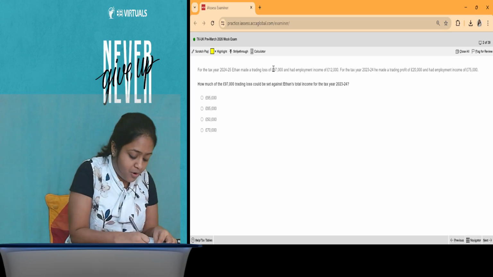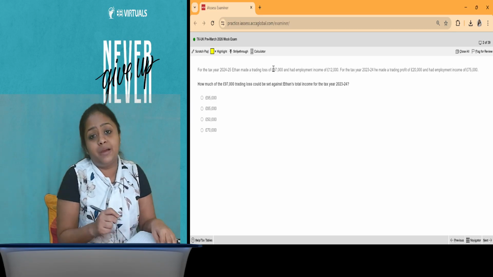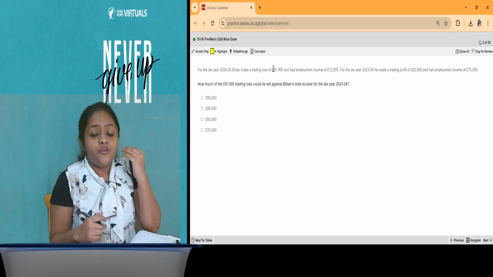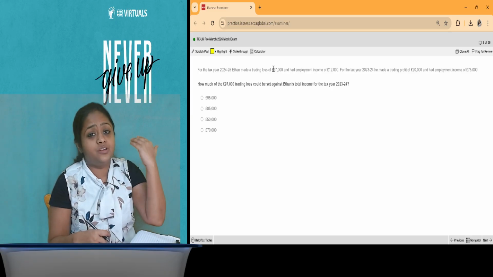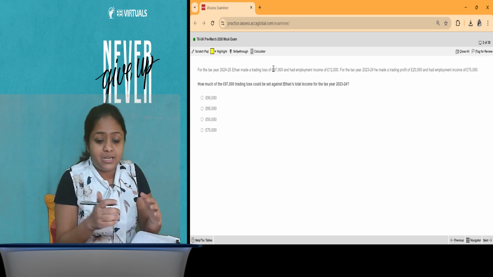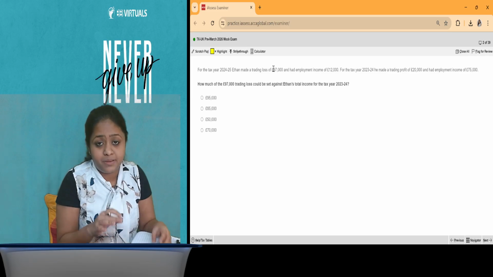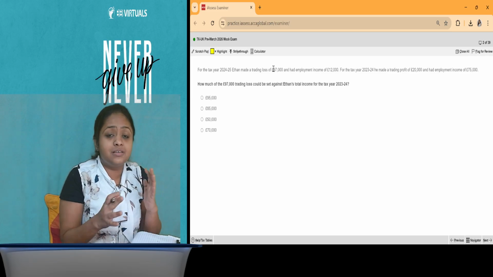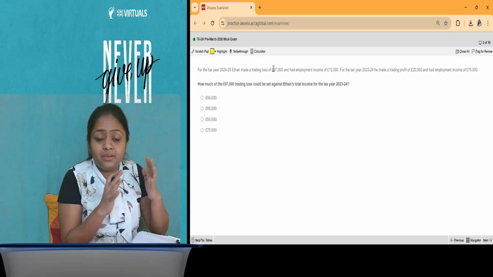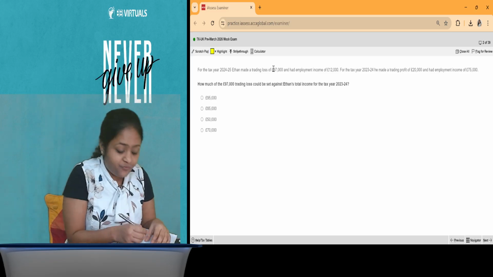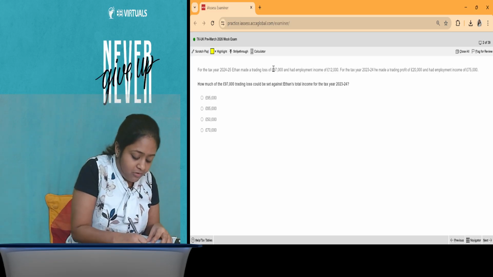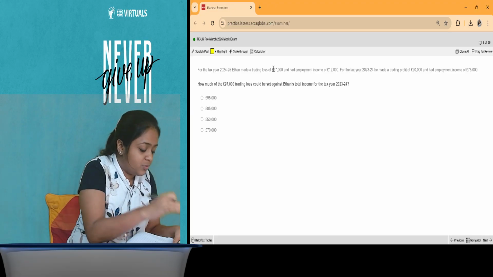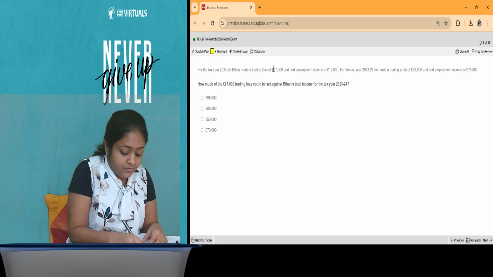For this, number one, against trading income, we can adjust the full loss. So there is a trading profit of 20,000 that will be adjusted in full. Against the remaining income, we have a cap of 50,000 or 25% of the total income, whichever is higher. Now here, the previous year's total income is employment income plus trading profit, which is 95,000. 25% of 95,000, please calculate, will be equal to 23,750.